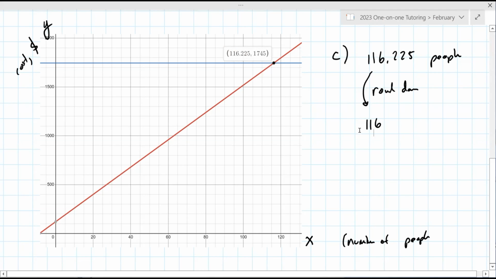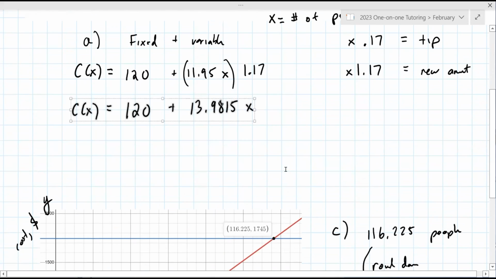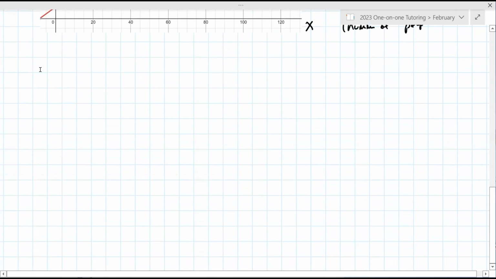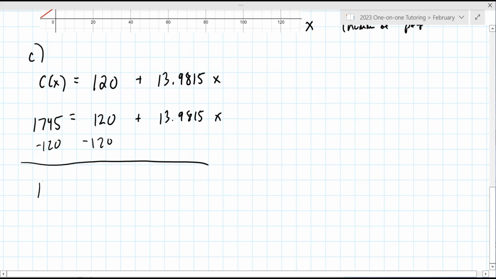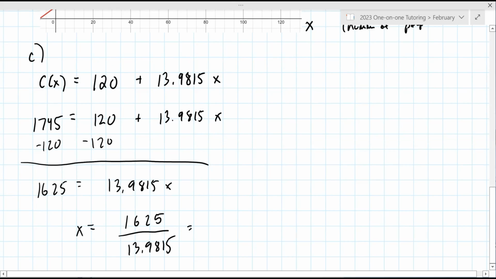If you wanted to do it by hand, you would set this cost function equal to 1745, and you would solve it using appropriate methods here. Subtract 120 from both sides, which is 1625 equals 13.9815x, and then dividing both sides by 13.9815 to get your final answer. We should get the same result. You should get 116 people.